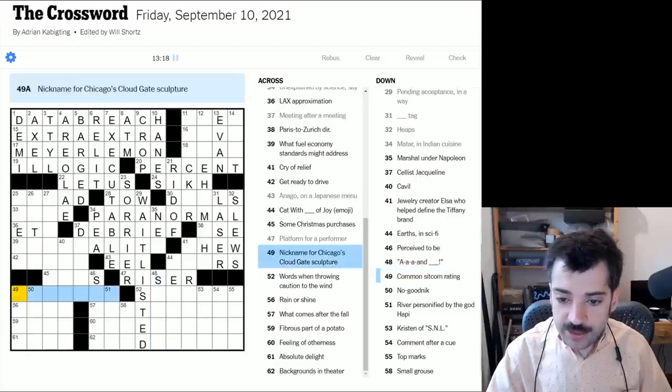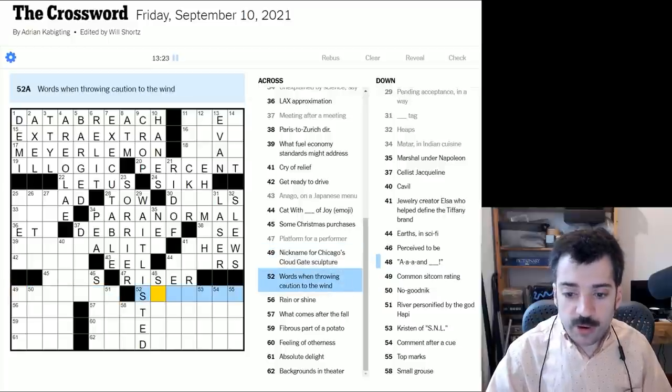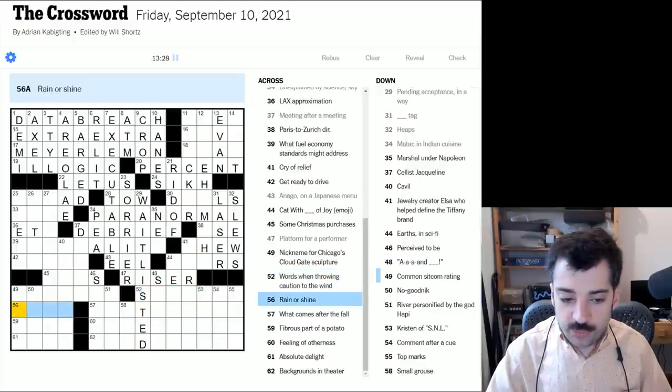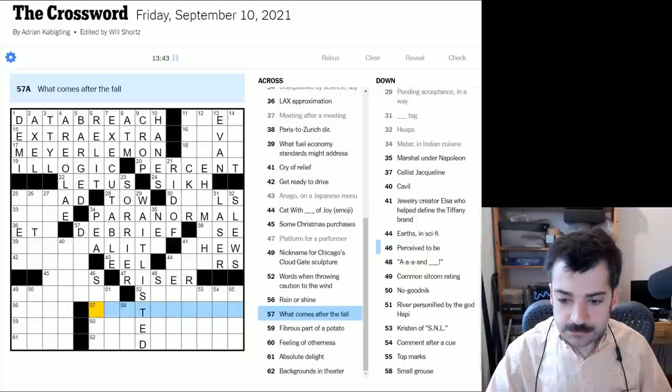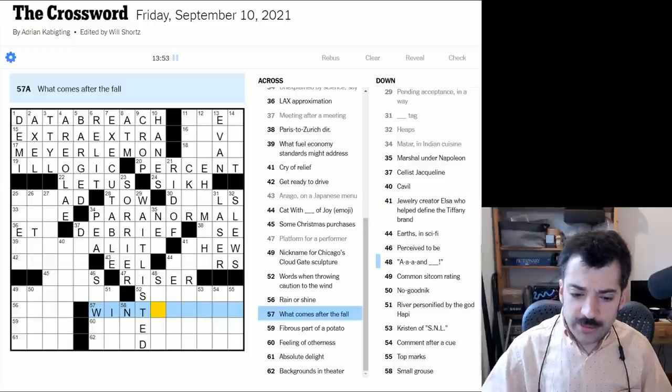Nickname for Chicago's Cloud Gate sculpture. Oh, don't know. Don't think I'm familiar with that. We'll have to come back to it. Words when throwing caution to the wind. Not sure yet. Rain or shine? I don't know. Ever, maybe? Not really sure. What comes after the fall? Well, idiomatically, pride comes after the fall. Or aphoristically, I suppose. No, pride comes before the fall. Sorry. What comes after the fall is winter. Winter something? I don't know.